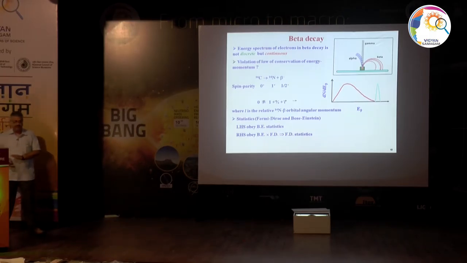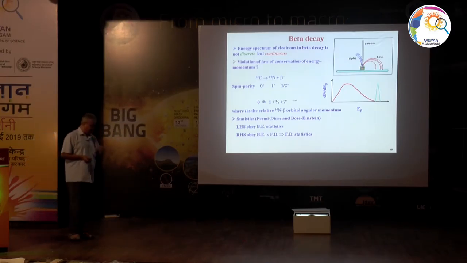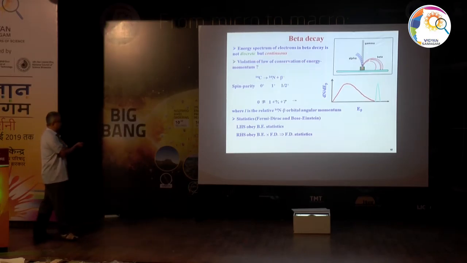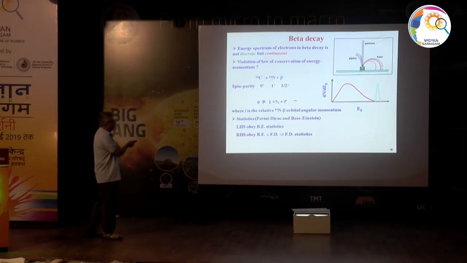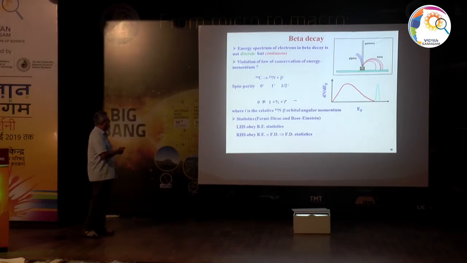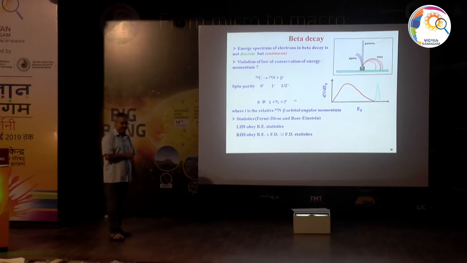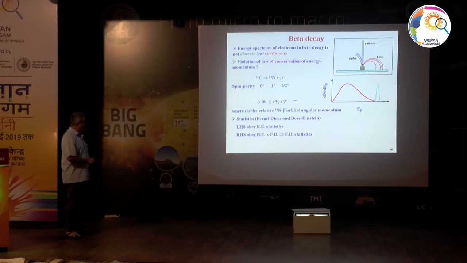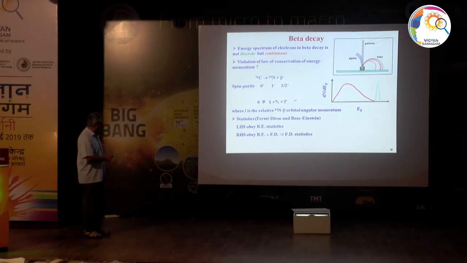So let's go to the other side. Now I go to another part, which is the main topic of this discussion. Again I come back to this: this is my radioactive source. We see alpha, beta and gamma being produced. At the beginning of the last century, it was found that carbon-14 decays to nitrogen-14 and a beta particle. Beta is nothing but an electron. So now, if this carbon goes to the nitrogen and beta, then this carbon has a mass.